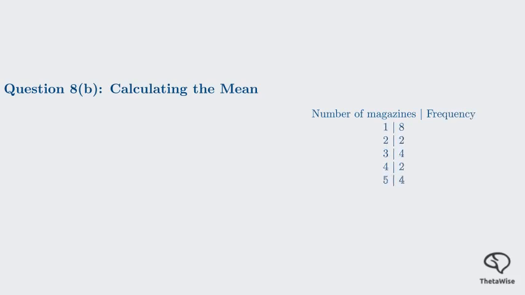In Part B, we are given a frequency table for magazine sales and asked to find the mean. Here is our table. 1 magazine sold to 8 people, 2 to 2 people, 3 to 4 people, 4 to 2 people, and 5 to 4 people.